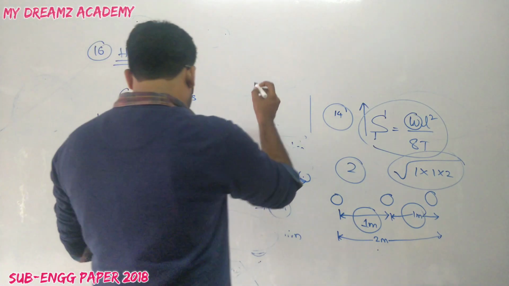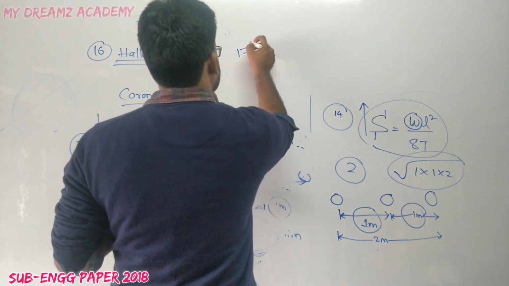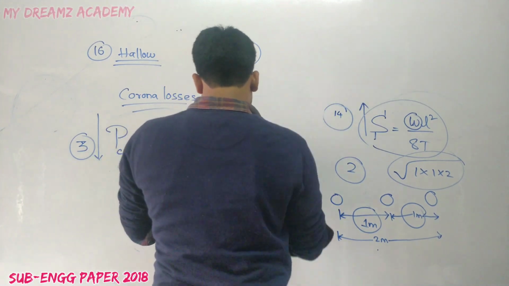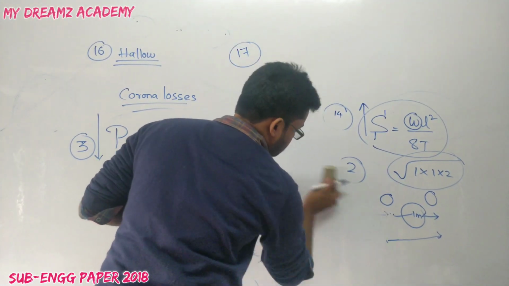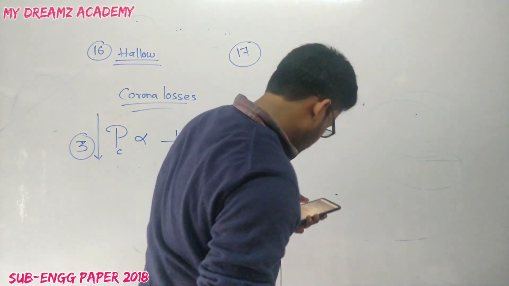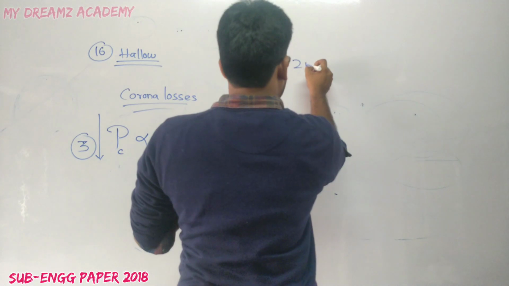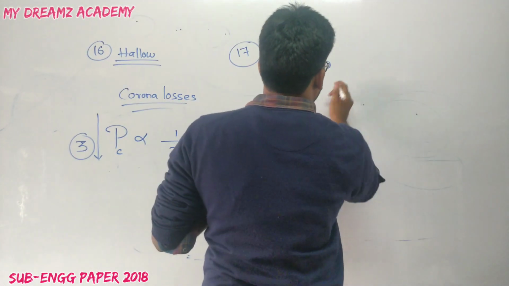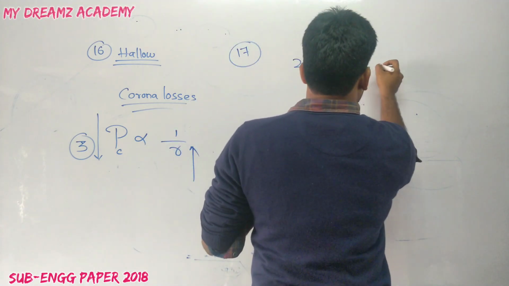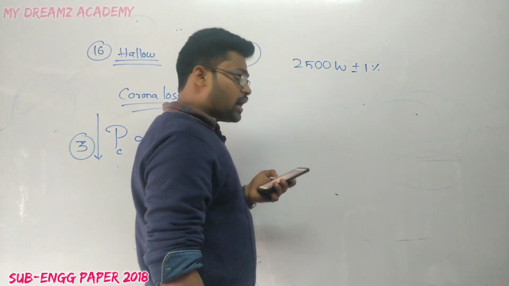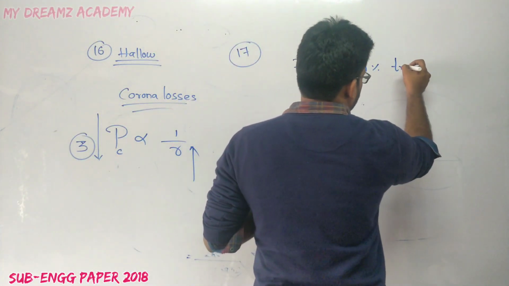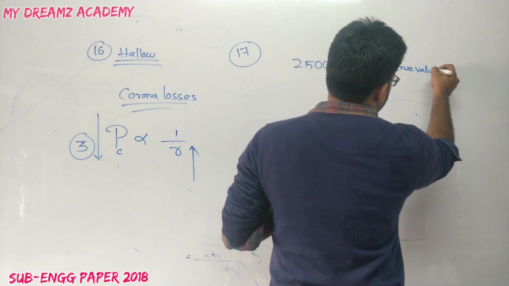Next one, 17th question. This question is from measurements. A wattmeter has a full scale range of 2500 watts. And the error is plus or minus 1% of true value. This is very important. True value.